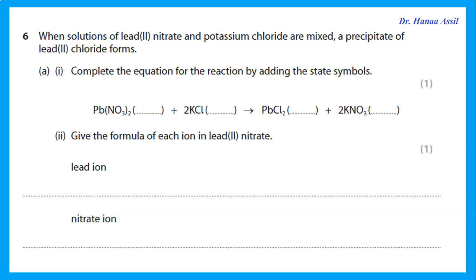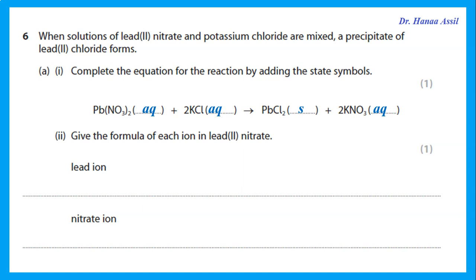Remember, if something is a solution, we say this state symbol is aq because it's aqueous. So the lead nitrate is a solution, aqueous. Potassium chloride is a solution, aqueous. Lead chloride, already we should know that it is insoluble in water, and even if we don't, the question says precipitate of lead chloride, so that means the lead chloride is a solid. And of course, any nitrate is aqueous, so potassium nitrate is aqueous. And any potassium salt is also aqueous.